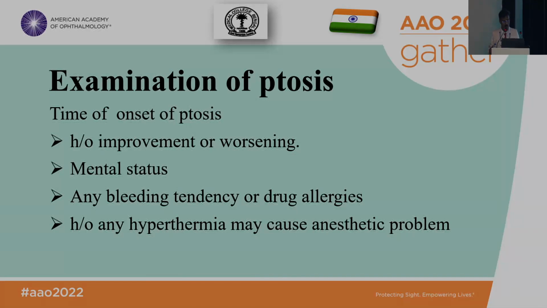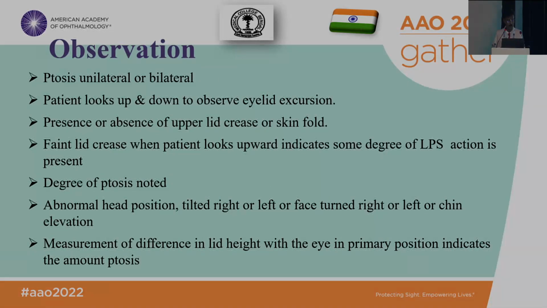Examination of the ptosis: history of time of onset of ptosis, history of improvement or worsening, mental status, any bleeding tendency or drug allergy, or history of hypothermia that may cause an anesthetic problem. Observation: unilateral or bilateral. The patient looks up and down, and eyelid excursion should be checked.